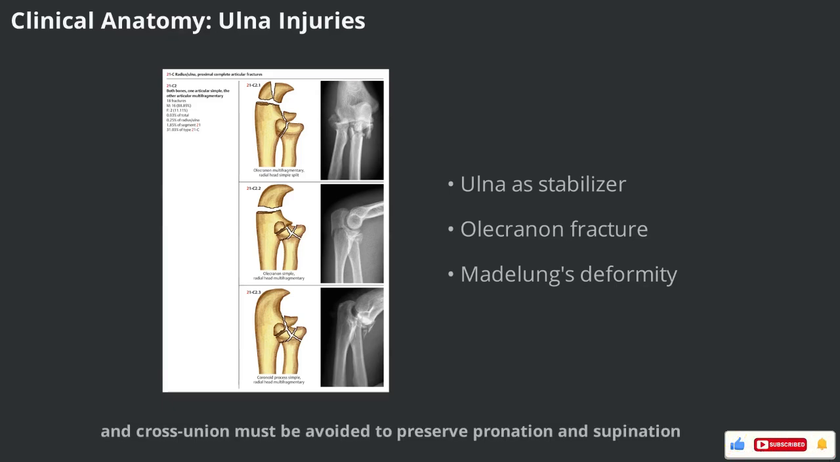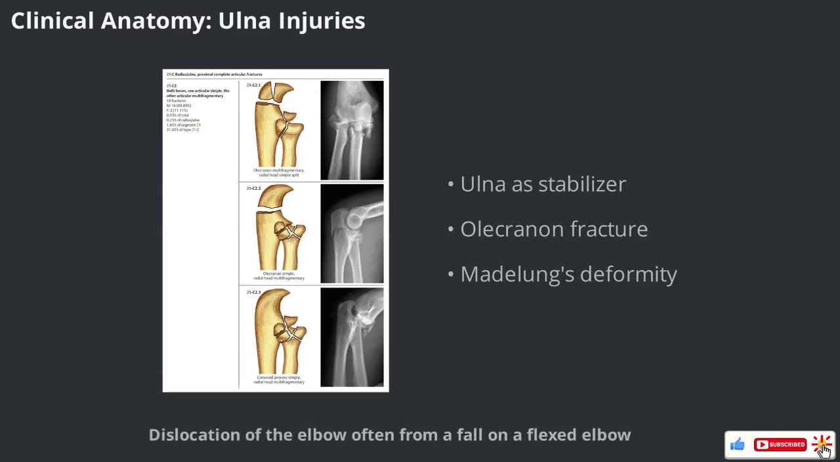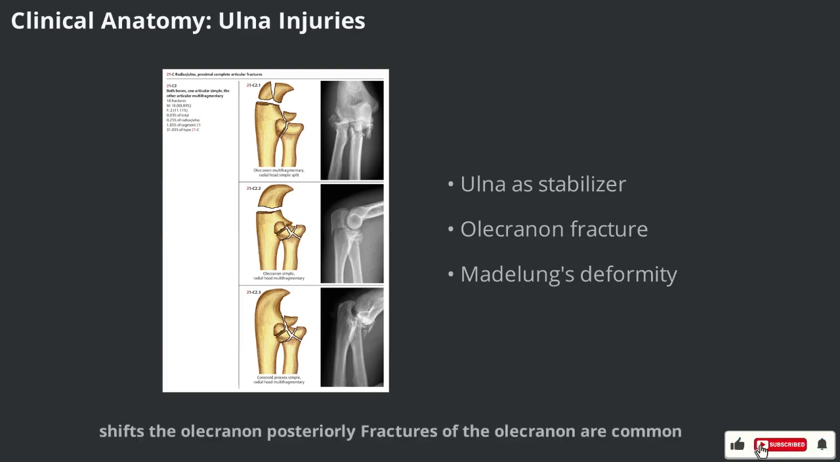supination. Dislocation of the elbow, often from a fall on a flexed elbow, shifts the olecranon posteriorly. Fractures of the olecranon are common, while coronoid process fractures are rare and usually accompany dislocation. Madelung's deformity involves dorsal subluxation of the lower ulna due to retarded growth of the radius.